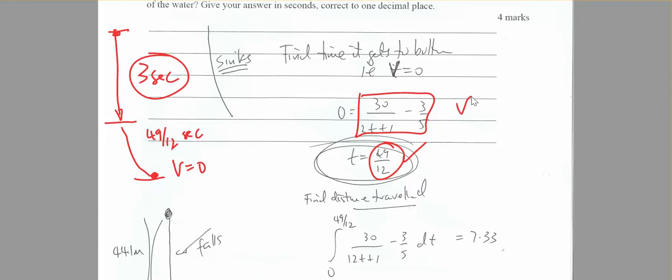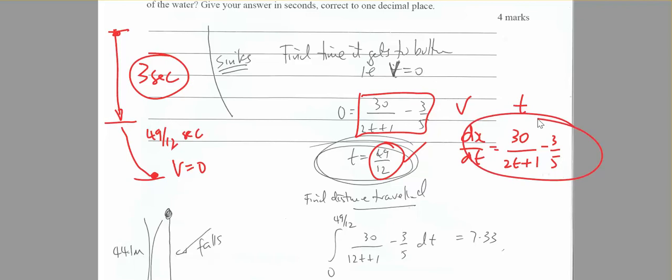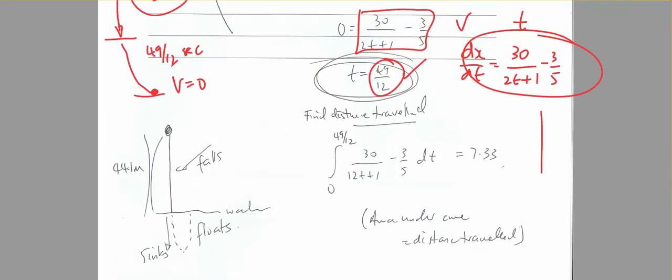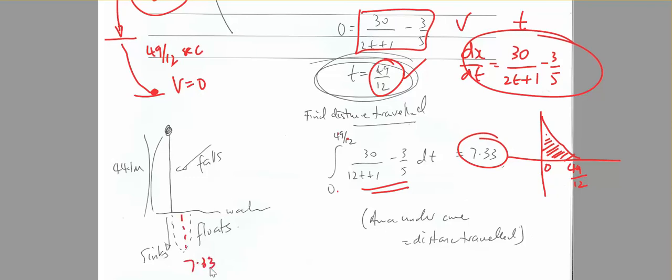Now, I have this rule, which is v with respect to t. Therefore, that's dx/dt equals 30 on 2t plus 1 minus 3/5. That's a rate of change graph, and with my rate of change, the area under the curve from 0 to 49 on 12 will be the distance travelled. So I've integrated that expression from 0 to 49 on 12 to get 7.33. So as it sinks a distance of 7.33.